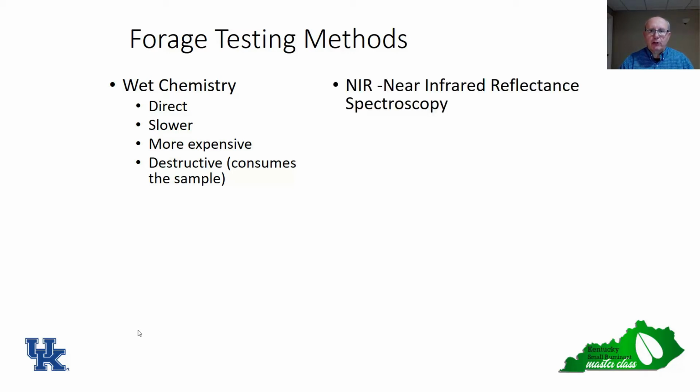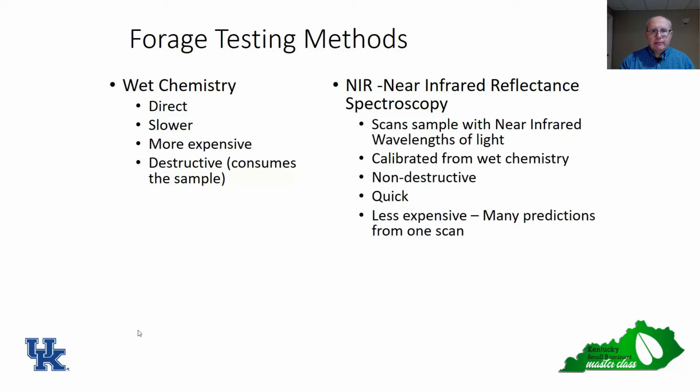Near-infrared reflectance spectroscopy, or NIR, sometimes abbreviated NIRS, is a method that uses near-infrared wavelengths of light to scan a sample and calibrate that with wet chemistry. And we use that to predict those components that are important to us. It's non-destructive, it's quick, and it's less expensive in that we can get many predictions or many values from just one scan.